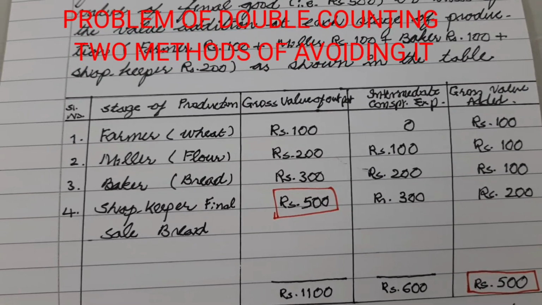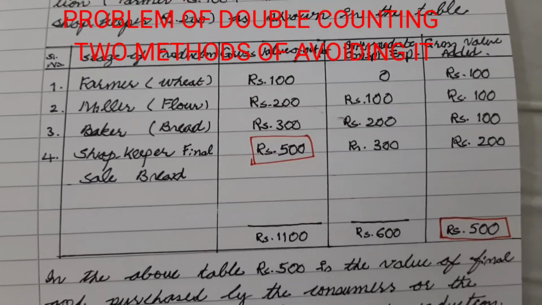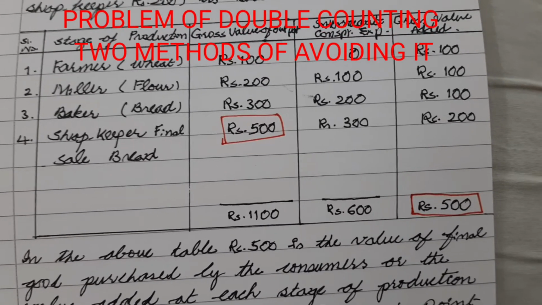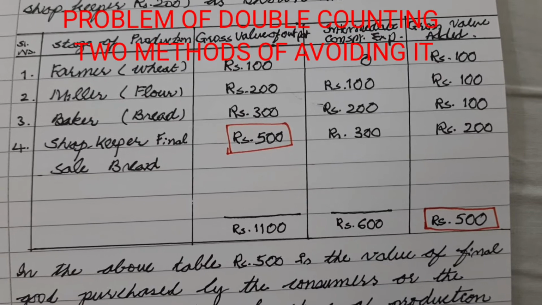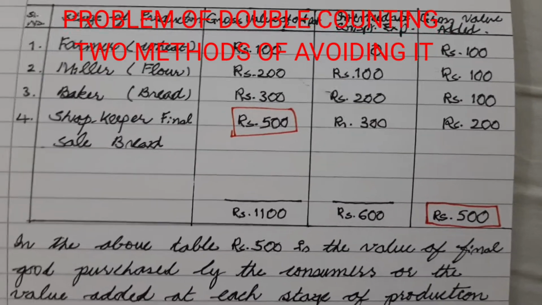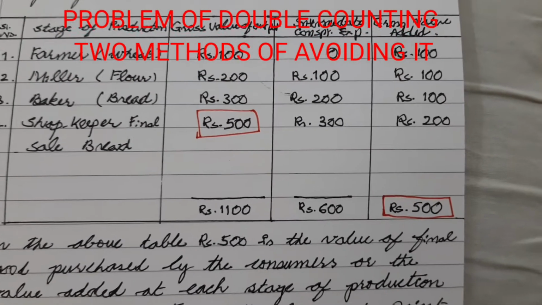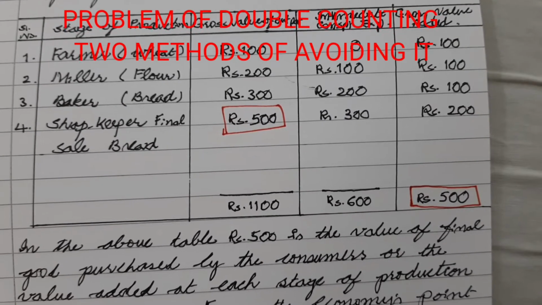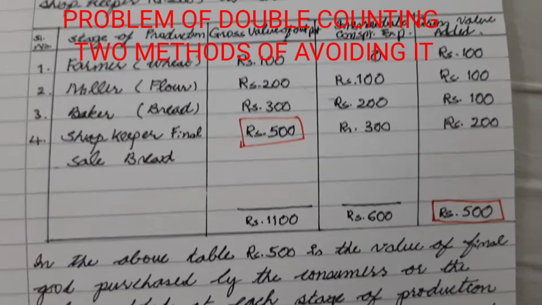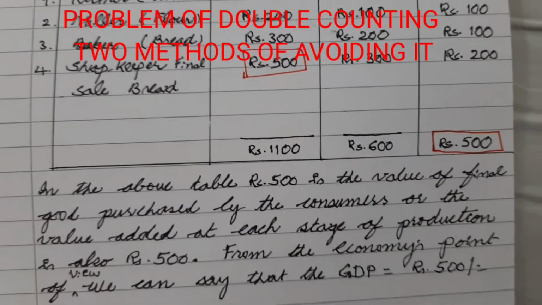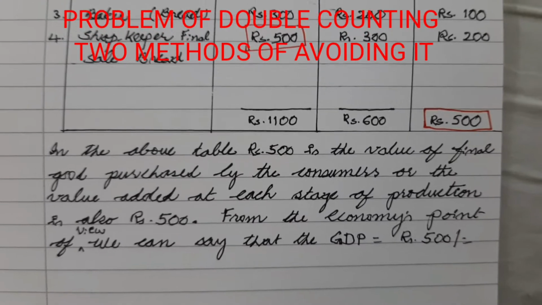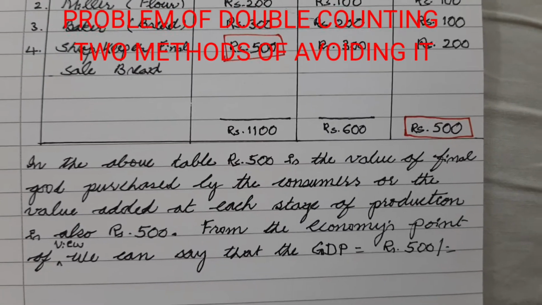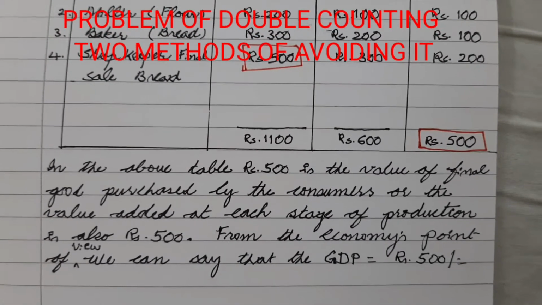so his value addition is 200. As you can see here, if you take the gross value of output as rupees 1100, it leads to a lot of double counting, because we can see wheat has been counted 1, 2, 3, 4 times, flour 3 times. So this is called the problem of double counting. We should take not the value of output, but the value of output minus intermediate consumption expenditure, which is gross value added. So in the above table, 500 is the value of the final good purchased by the consumers, and the value added at each stage of production is also rupees 500. From the economist's point of view, we can say that GDP is equal to rupees 500.